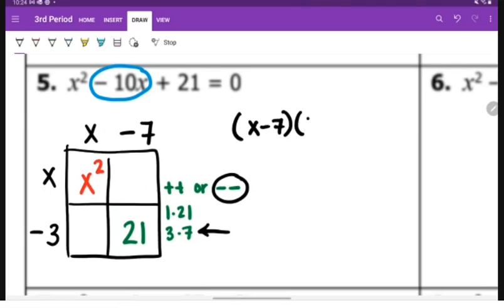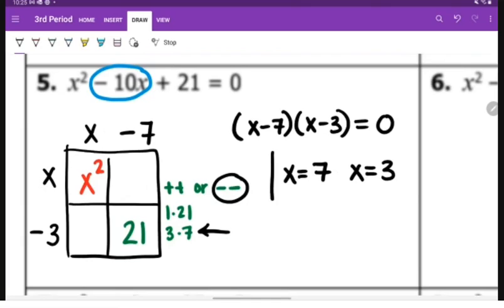x minus 7 times x minus 3 equals 0. And we end up with two roots, positive 7 and positive 3.